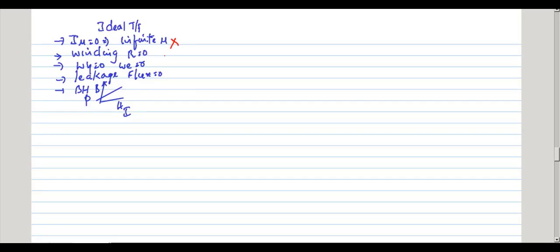Now if I first violate ideality, that means I have a finite permeability. First I am taking this finite permeability. If I have a finite permeability, you have a finite amount of current, it is not equal to zero. If I have infinite permeability, I have a magnetizing component of current equal to zero.